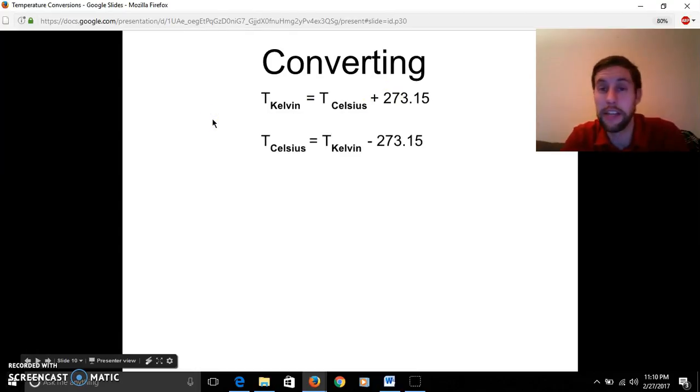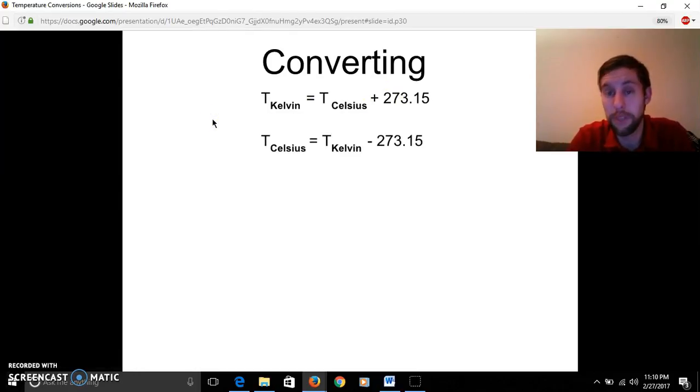The Celsius is the exact opposite. If you know Kelvin, just subtract 273.15. I believe only one of these is on the back of your periodic table. You may want to check which one, but it should be pretty easy to flip-flop and solve for the other variable.